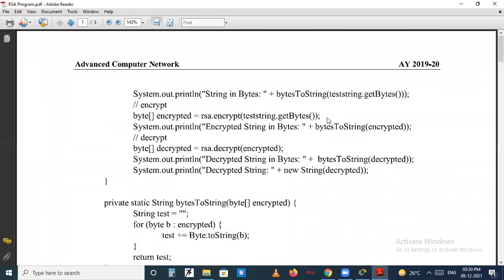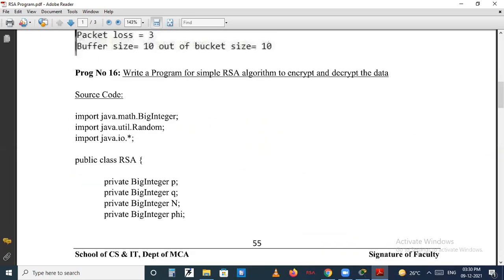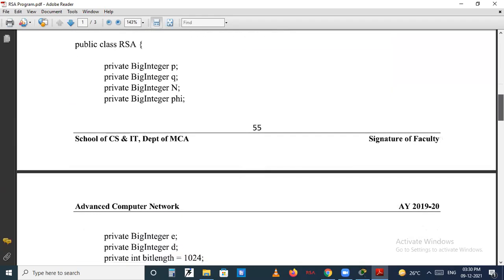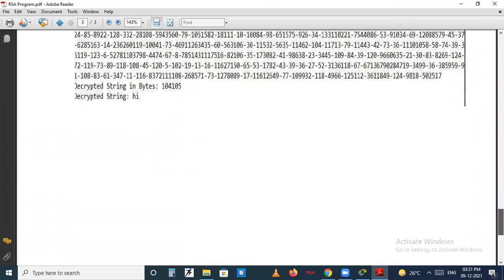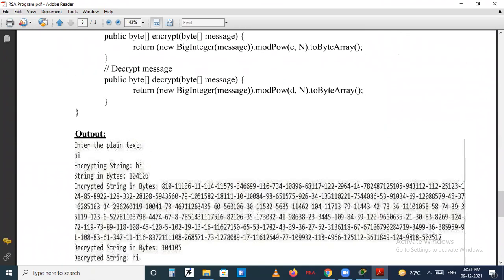This is the RSA program, right? So the RSA program will start from here, program number 16. So don't go to this number. Write a program for a simple RSA algorithm to encrypt and decrypt data. You need to do it in Java. Just start your IDE and start typing. Then you will see something like this. First of all, you will enter this, and then it will produce the string in bytes, and then the encrypted string in bytes, it will show this.